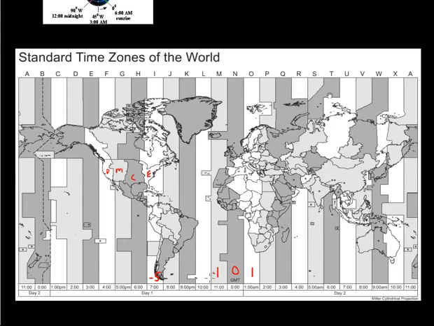Time zones are not straight up and down. They should be, but you notice they zig and zag for countries because this country wants to be in the same time zone. This is what's called the International Date Line. Doesn't say it anywhere, so I'm going to write IDL.